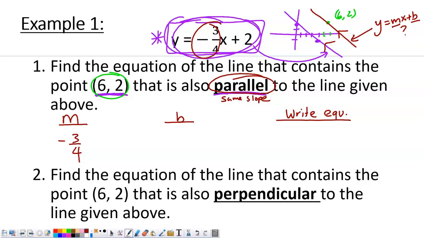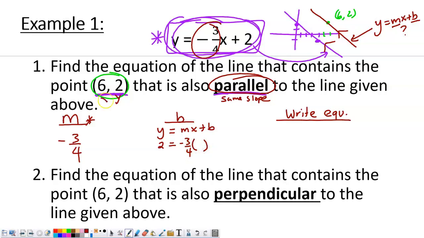So how do you find the b again? Well, what you do is you use that formula, y equals mx plus b. You plug in the y value that they gave you, which is 2 in this case. You plug in the slope, which we just figured out.